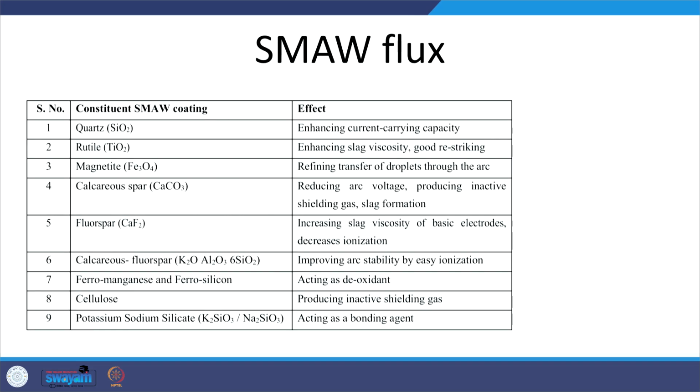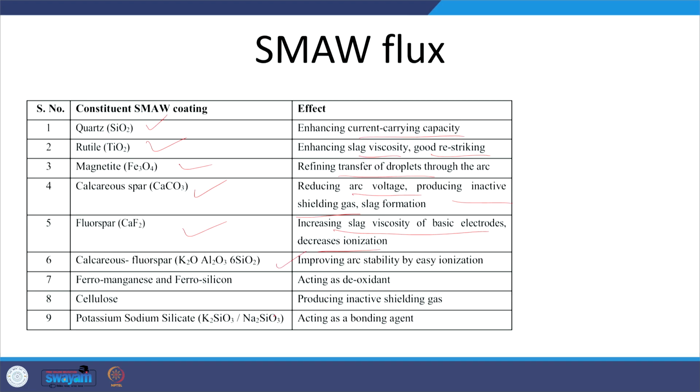So, just in a nutshell, here are the different constituents that we can add in the electrode coatings, and these are the different functions which are performed, like quartz for enhancing the current carrying capacity, rutile enhancing the slag viscosity and good arc restriking, magnetite refining the transfer of the droplets through the arc, and the CaCO3, this helps in reducing the arc voltage, producing the inactive shielding gases, formation of slag, and calcium fluoride, increasing the slag viscosity of the basic electrodes and decreasing the ionization.